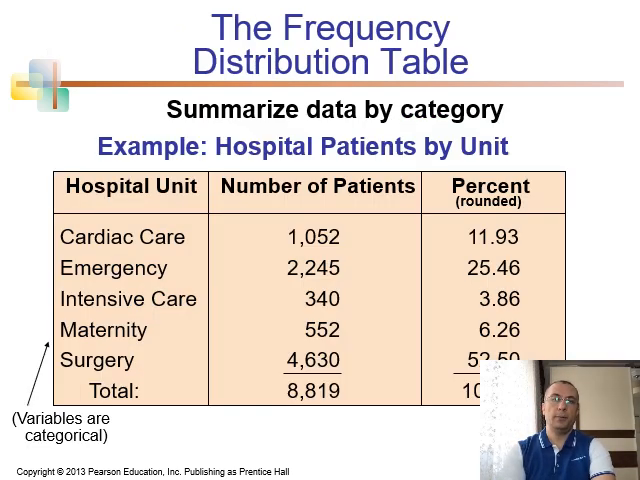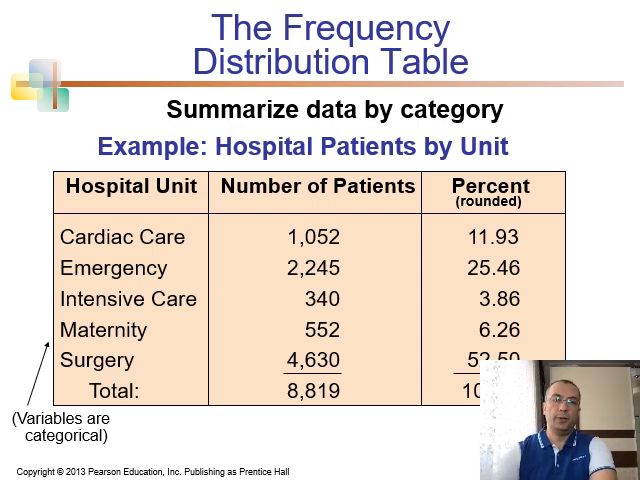So here's a frequency distribution table. In this table, we have the hospital patients by unit. Actually, that's kind of old data right now. The largest number of hospital patients is because of COVID-19. Actually, no, there are no surgeries anymore. So, as an example, let's just continue with the example.